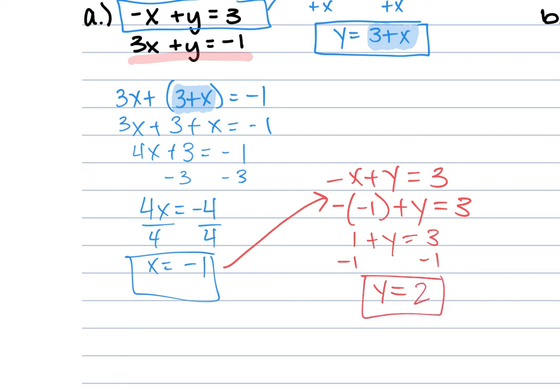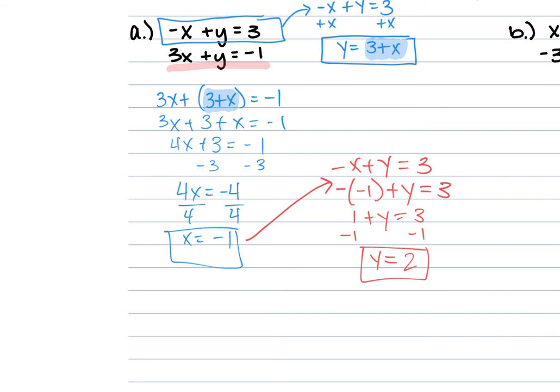Beautiful. Final answer, Zoe. I have a question. Before the question, what's my final answer? Negative 1, comma 2. Yeah, what's your question? For the second part, why wouldn't you plug it in so y equals 3 plus x? You could do that too. So Zoe was asking, why don't we plug in the negative 1 to y equals 3 plus x?